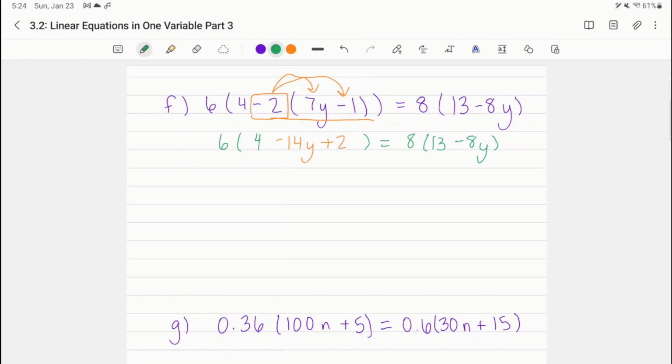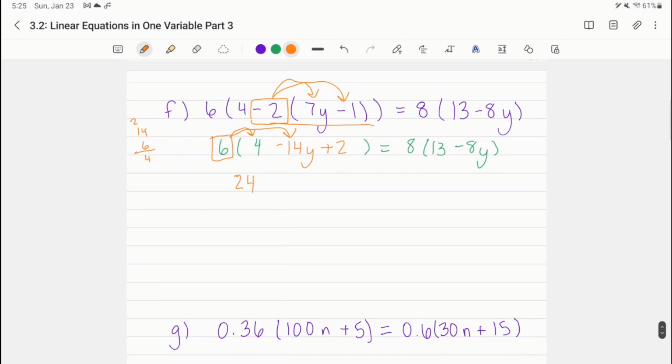So now there are no more parentheses inside another set of parentheses. So then I'm going to do this distributive property on the left and right hand side. So 6 times 4 is 24. 6 times negative 14y. I can't do that in my head. So let me just go over here. 14 times 6. 6 times 4 is 24. Carry the 2. 6 times 1 is 6 plus 2 is 8. So we get negative 84y. And 6 times 2 is 12.